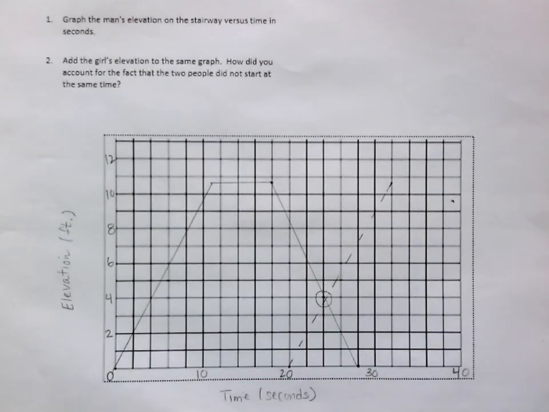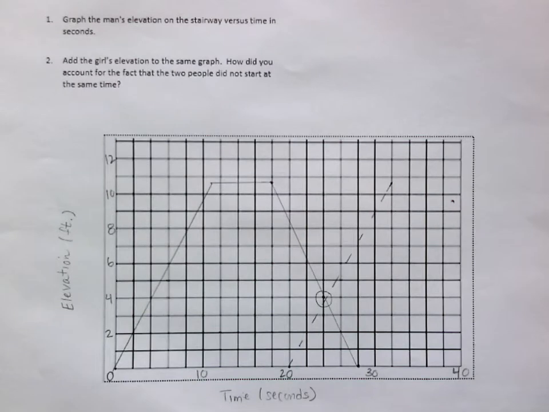This exercise provides an opportunity for students to plot the change in elevation over time of two different individuals on the same set of axes. In this problem, the students are being asked to graph a man's elevation over time as he ascends and then descends the same flight of stairs. And they're also asked to graph the elevation of a girl who ascends the flight of stairs later in the video.